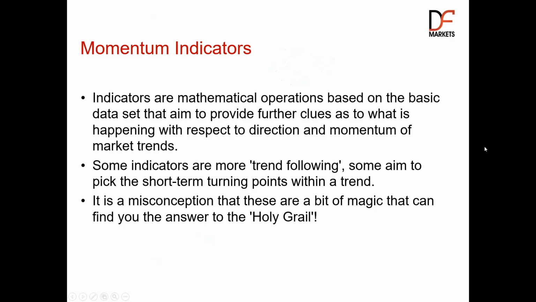Right, okay, so as I said last week when we looked at the very basic indicators, moving averages and Bollinger Bands, we're overlaying things onto the chart to try and give us some extra information about momentum. These are just mathematical operations using the basic data set, trying to give us further clues as to the momentum and the trend of the market. Some are trend following, some look for turning points within the trend.